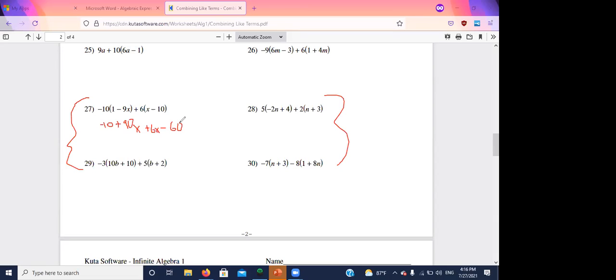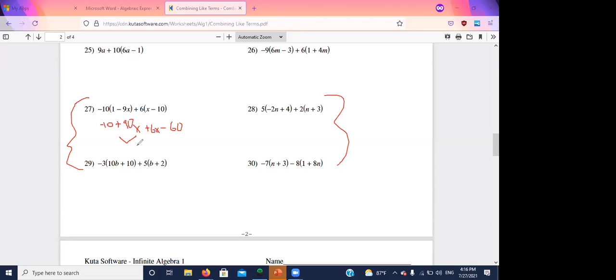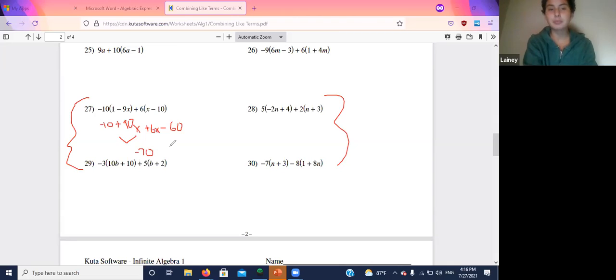Do you want me to say what I got for the simplified version of 27? Yeah, you can just tell me your answer once it's simplified. You don't have to say all the other steps. So what would you get once you simplified number 27? I got negative 70 plus 96x. Very good job. Okay, you can go on to 28.